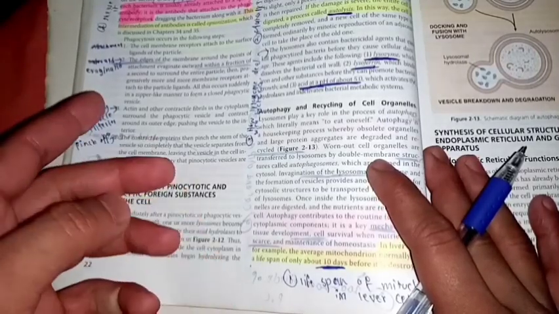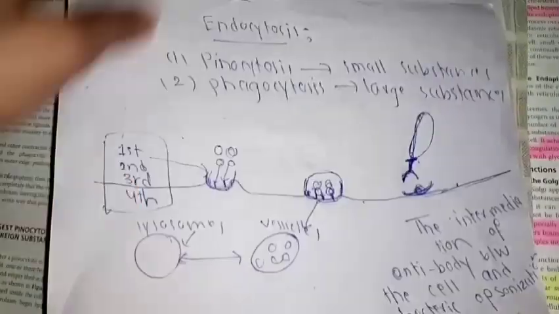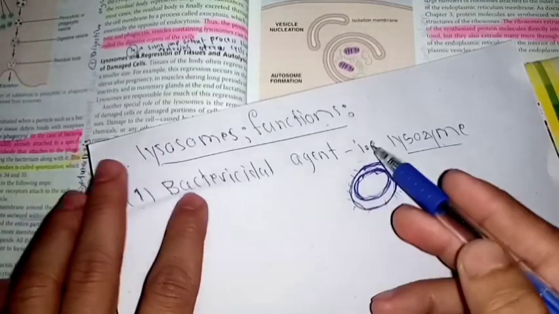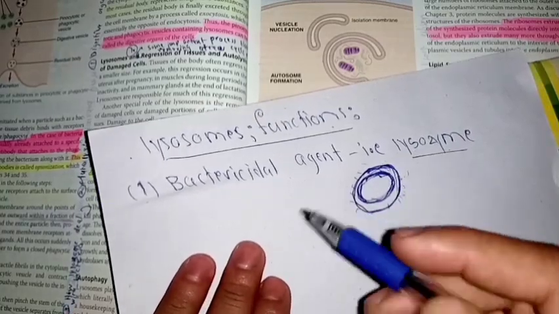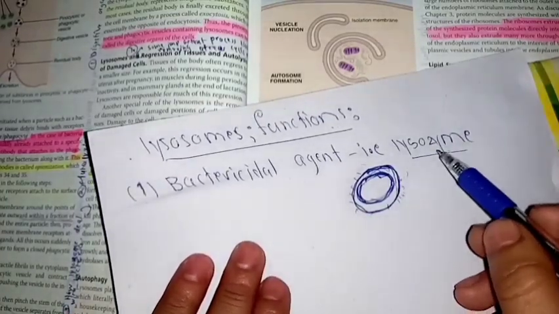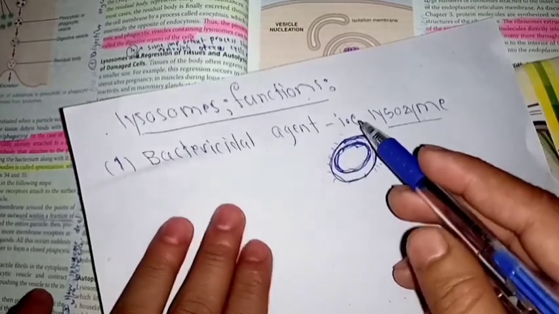Now we will take a look through the functions of the lysosome. First, bactericidal agent. Lysosome, along with the hydrolytic enzymes, also contains an enzyme which is called lysozyme. So the lysozyme is necessary.